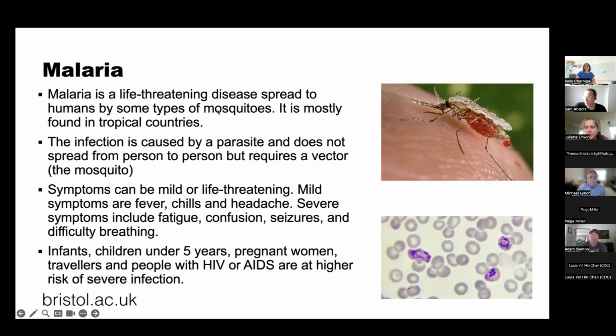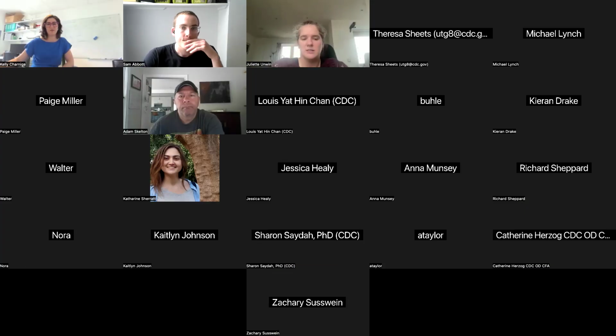And in the model, I'll show you how this is captured in the maths, but we just treat it as a delay. We don't consider a mosquito model in this framework. Symptoms can be mild or life-threatening, and it causes the most harm in children under 5, pregnant women, travellers, and people who are at high risk, people with HIV or AIDS.